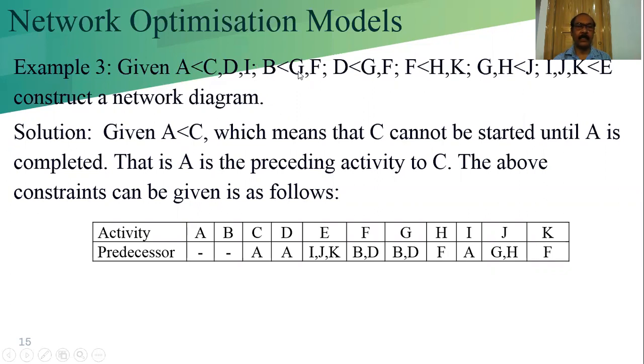B is less than G and F. That means G and F are the successor activities and B is the predecessor activity. D less than GF, F less than HK, GH less than J. That means GH is the predecessor and J is the successor. IJK is the predecessor of E.